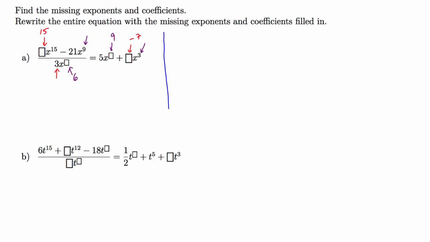We'll check our work and complete the directions, which state rewrite the entire equation with the missing exponents and coefficients filled in. To do both at once, we'll start by writing out the original numerator with the missing pieces filled in. So we have 15x to the 15th minus 21x to the 9th divided by 3x to the 6th. But to check our work, we'll actually carry out this division and then verify it matches what we had on the right side from our initial work.